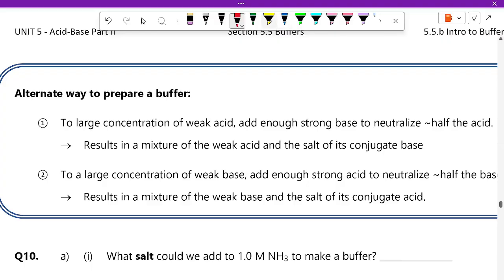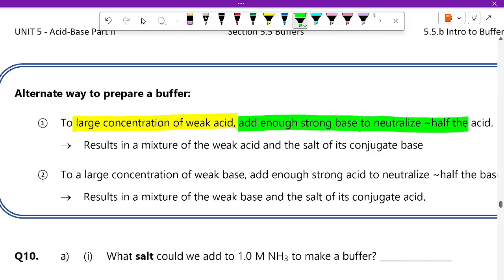To a large concentration of a weak acid, you are going to add enough strong base to neutralize about half the acid. That's going to give you a mixture of the weak acid and the salt of its conjugate base.